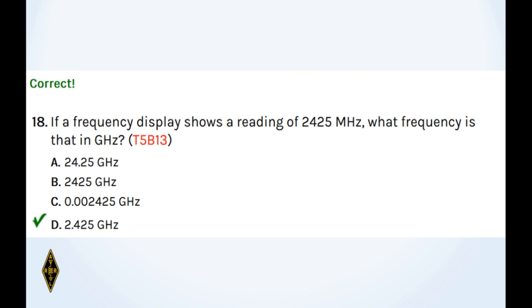And if a frequency display shows a reading of 2,425 megahertz, what frequency is that in gigahertz? You move over three decimal places, and it becomes 2.425 gigahertz.